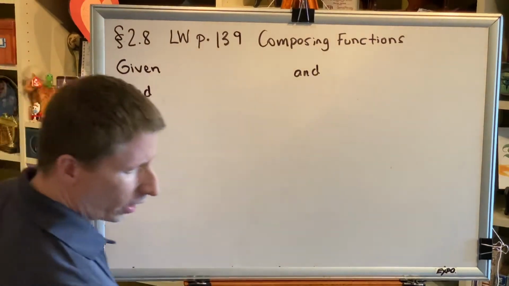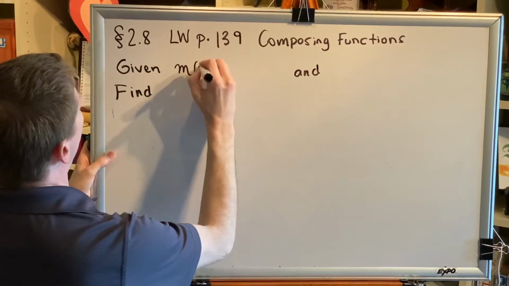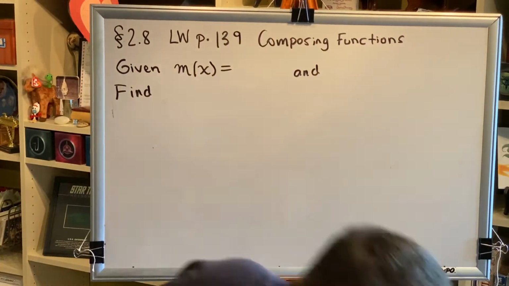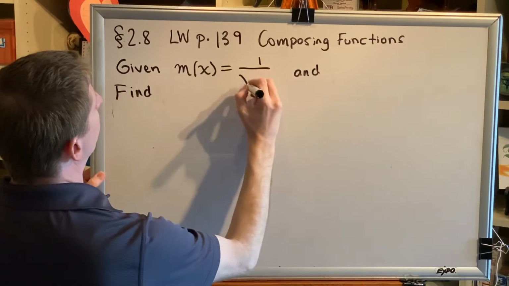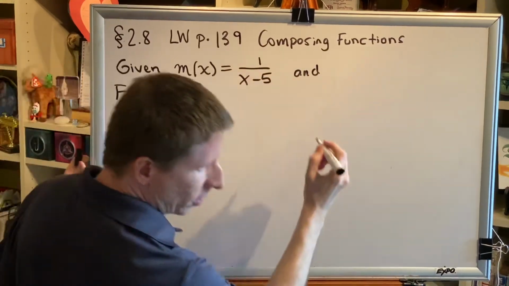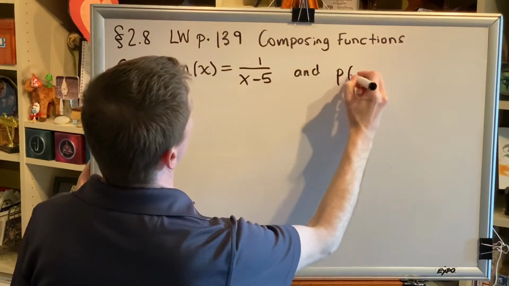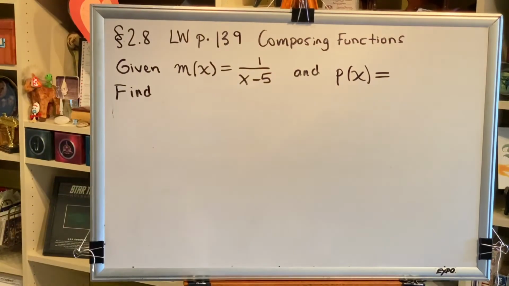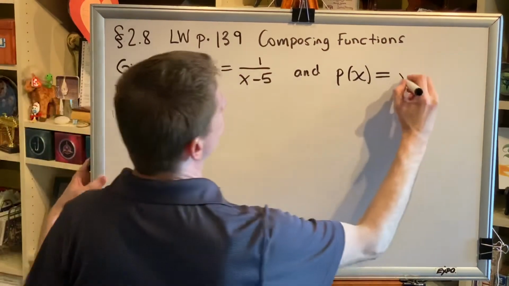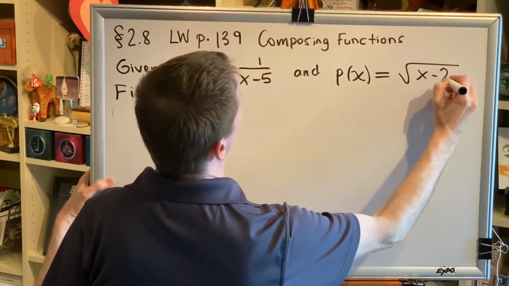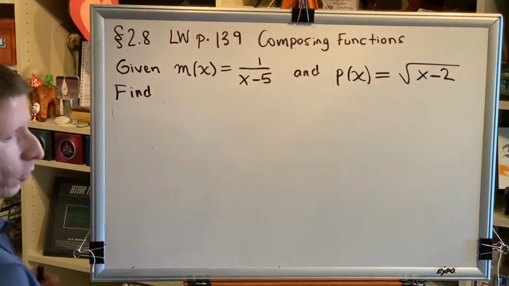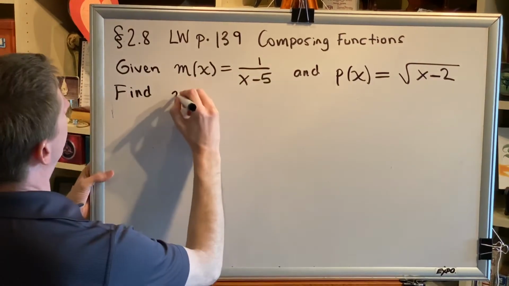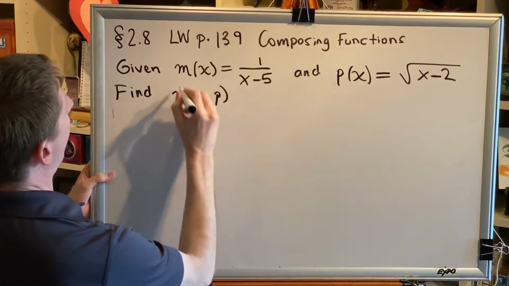In this problem, we are given m of x equals 1 over the difference x subtract 5, and p of x equals the principal square root of the difference x minus 2. And we're asked to find m composed with p of x.